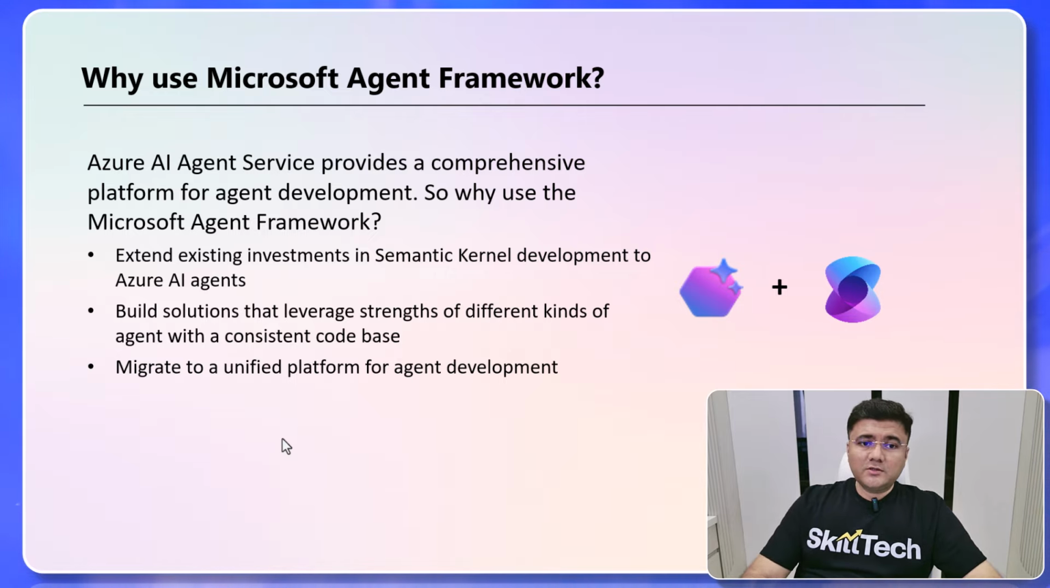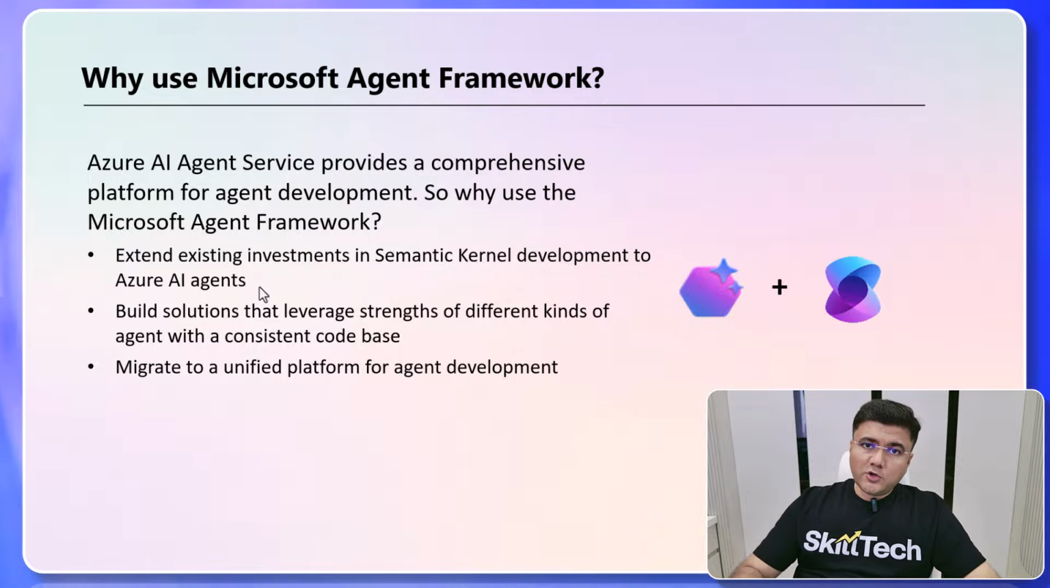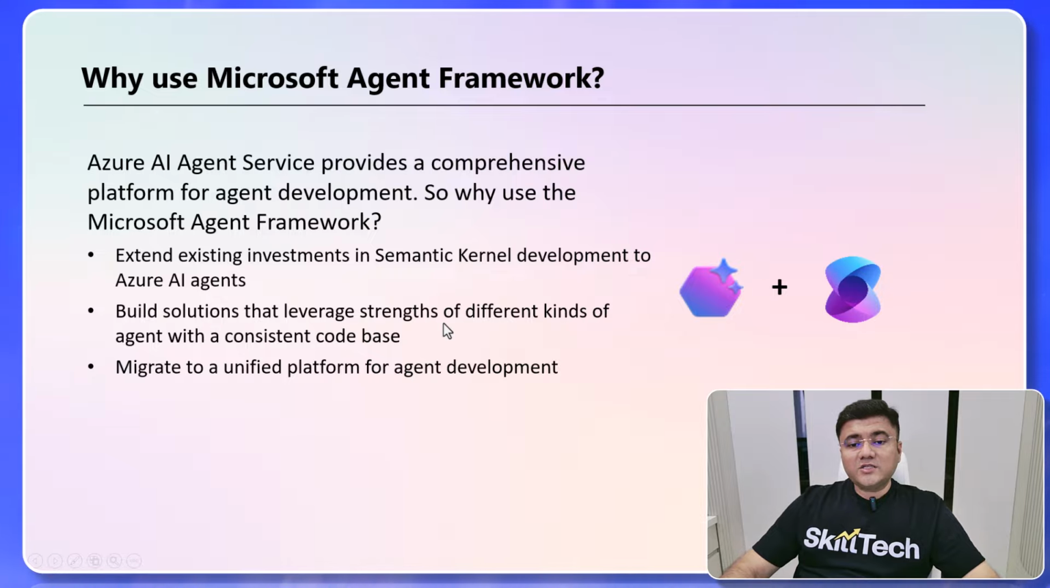Well, if that is your question, let me tell you first that Azure AI Agent Service, which is the main part of Azure AI Foundry, now newly named Microsoft Foundry, provides a comprehensive platform for agent development. So why use Microsoft Agent Framework still? Because it extends existing investment in Semantic Kernel development to Azure AI agents, which simply means that any developers who have already created agents using Semantic Kernel or AutoGen get a direct migration into the Microsoft Agent Framework. Also, it allows you to build solutions that leverage the strengths of different kinds of agents with a consistent code base.